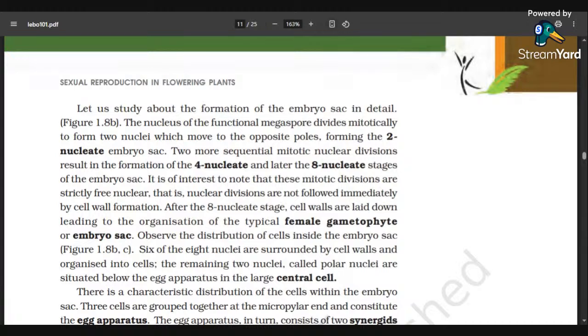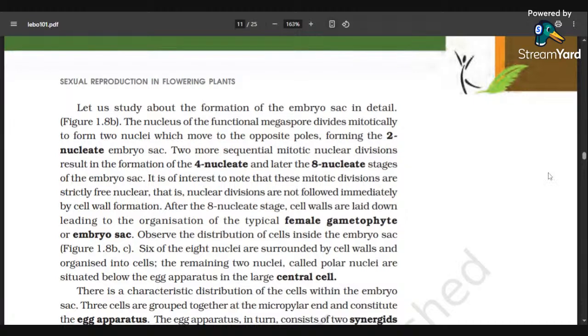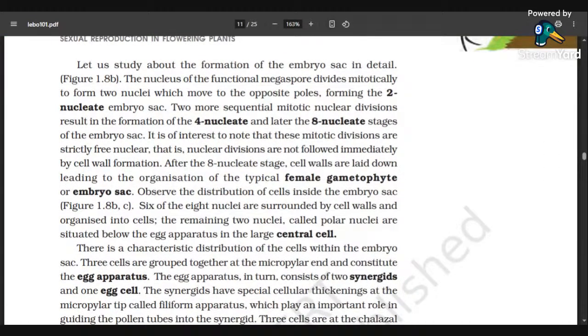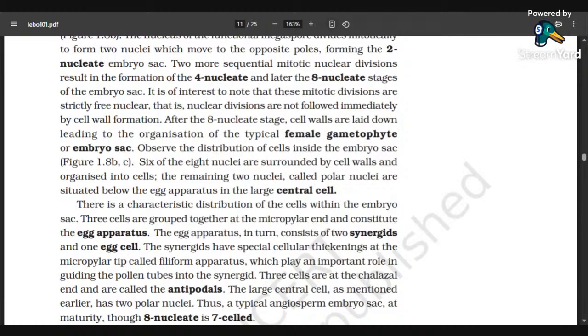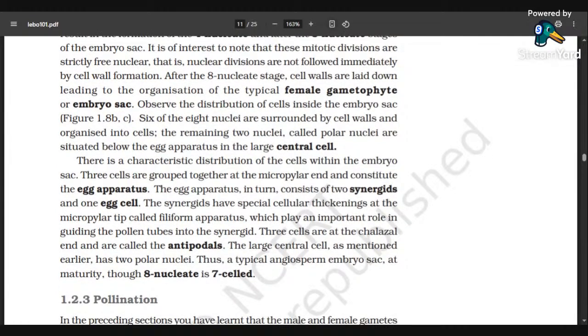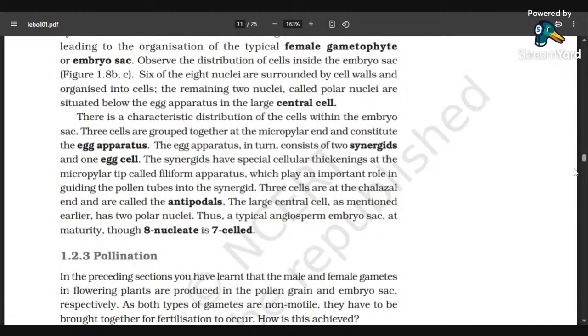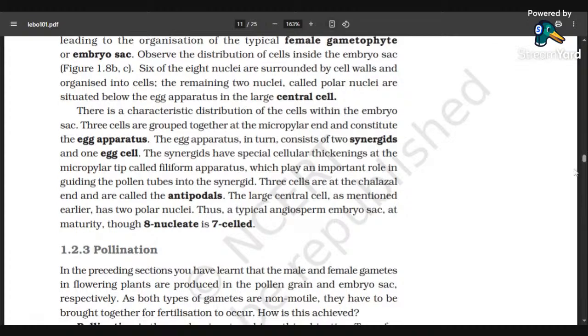Three cells are grouped together at the micropylar end and constitute the egg apparatus. The egg apparatus, in turn, consists of two synergids and one egg cell. The synergids have special cellular thickenings at the micropylar tip called the filiform apparatus, which play an important role in guiding the pollen tubes into the synergid. Three cells at the chalazal end are called the antipodals. The large central cell, as mentioned earlier, has two polar nuclei. Thus, a typical angiosperm embryo sac at maturity, though 8-nucleate, is 7-celled.